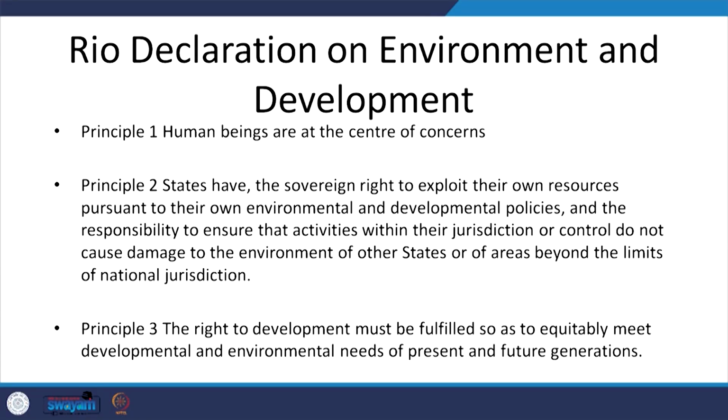I will start by discussing the Rio Declaration on Environment and Development first. This declaration is a short document which contains 27 principles. This is again a non-binding and voluntary document. The first and foremost principle of the Rio Declaration states that human beings are the center of all the concerns.